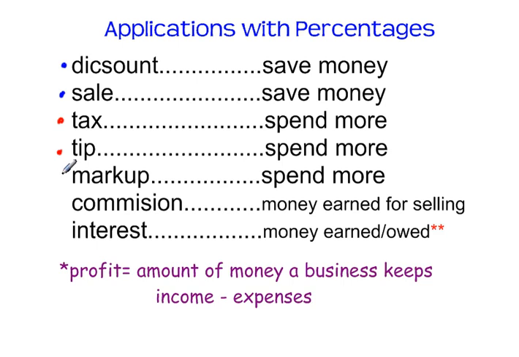And then there's this last one that we might not have heard before, and that is called markup. That is what stores do in order to make a profit, in order to make money. We're going to be talking about profit at the very end of this lesson, but everything that we buy has been marked up so that stores are able to make money. So these three are cases where we end up spending more.